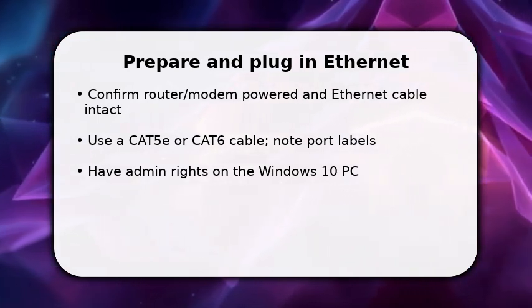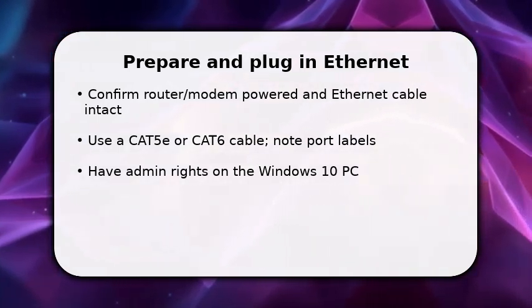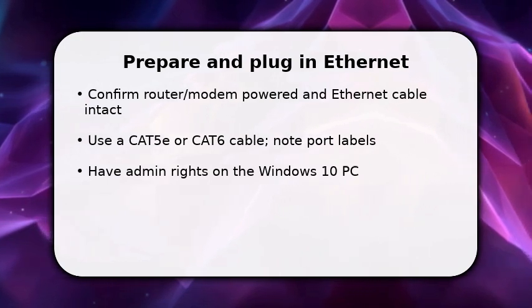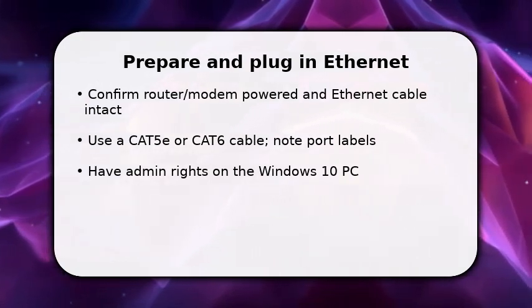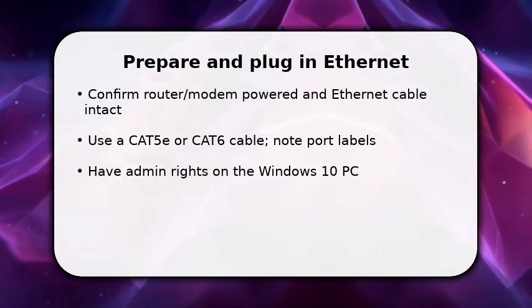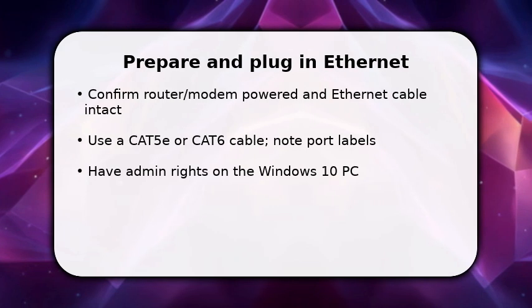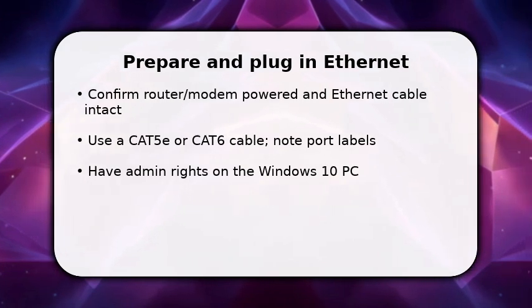Once done, sign into Windows with an administrative account so you can change network settings and run diagnostics. Make sure the NIC link light is on. It indicates a physical connection and prevents chasing software issues prematurely.